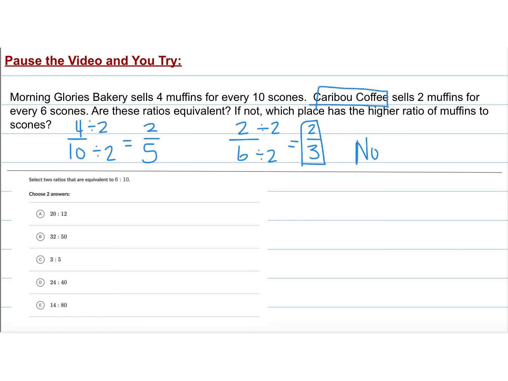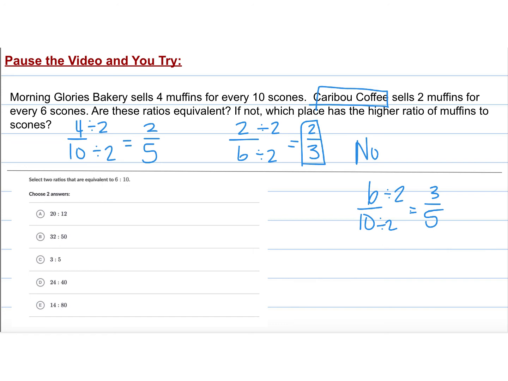Select 2 ratios that are equivalent to 6/10. So for this one, again, we could get them to simplest form, or we could see if we could get common denominators for all of them. I'm going to start by putting this into simplest form. They are both divisible by 2, which is 3/5. So we're going to be looking for fractions that are equivalent to 3/5 when simplified.